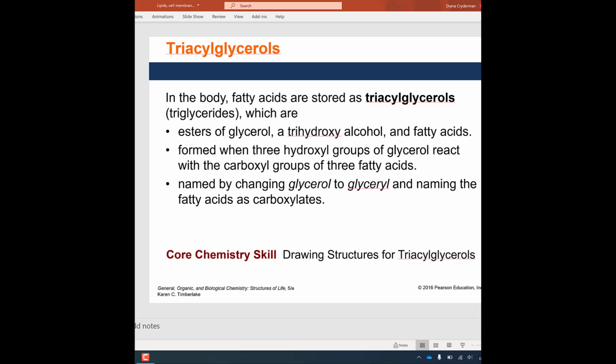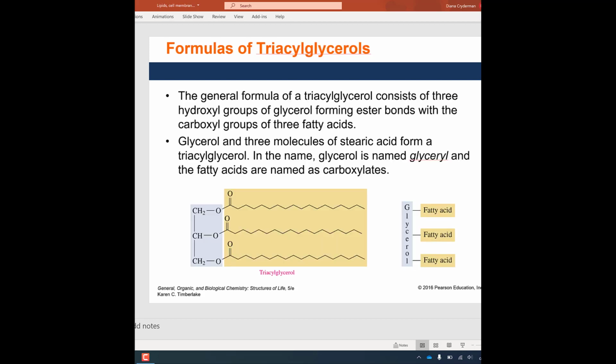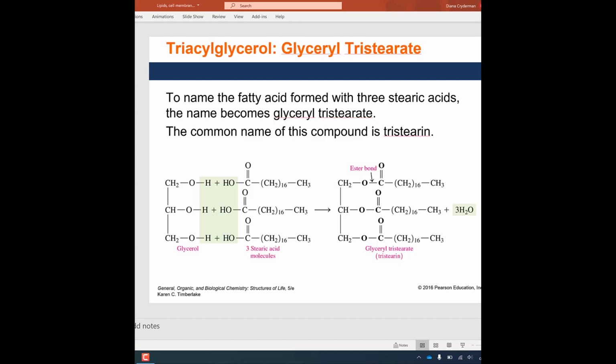We already looked at this a little bit at the beginning of the video. A triglyceride is going to be formed when a 3-carbon hydroxy group is esterified with 3 different fatty acids. And so this is a pretty good image of what that looks like. And in fact, if we go forward one more slide, we can see that broken down even further.